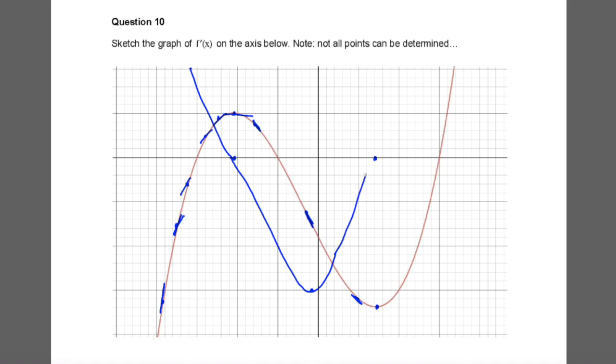And because we know when we differentiate a cubic, it becomes one order less, so x cubed becomes x squared, it makes sense that our answer looks something like a quadratic. And this is obviously just a sketch. We don't have any exact points. But there you go, that's the answer.